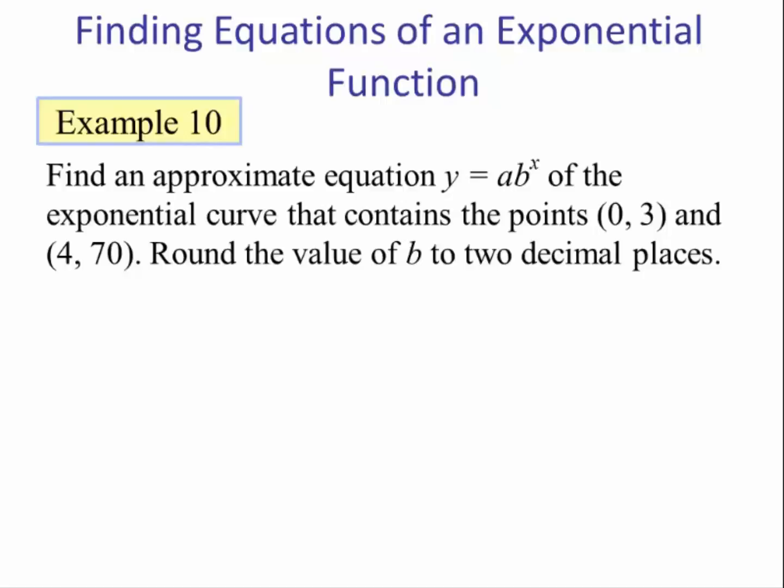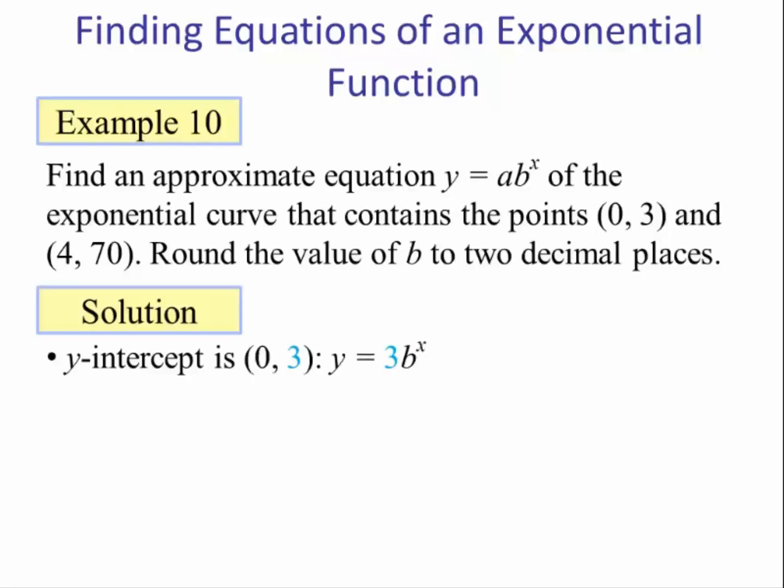Example 10. Find an approximate equation y equals a times b to the x power of an exponential curve that contains the points (0, 3) and (4, 70). Round the value of b to 2 decimal places.